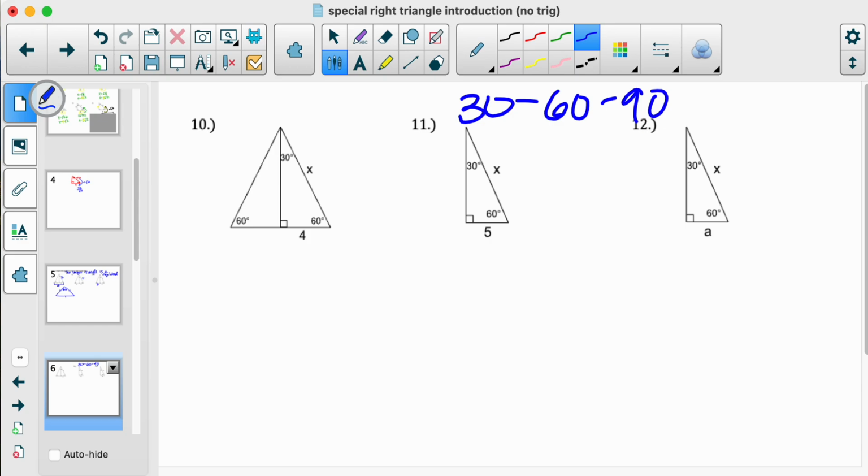30, 60, 90. And so it's not equilateral or isosceles. The 45, 45, 90 had two equal legs. The two legs here on number 11, they are not equal. So we are going to designate the smaller leg as the short leg, SL. We are going to designate this other leg as the long leg, LL. Okay?